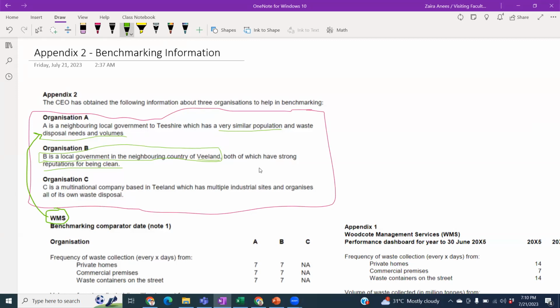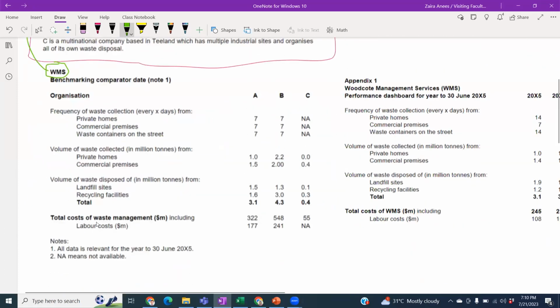So if VLAND is not as populated as WMS is, their waste collection will probably be low. And if they are highly populated, then waste generation will be higher. So in that sense, WMS and B are less comparable, and they have a strong reputation for being clean. So probably they are spending more, and that's probably the reason why this total cost is given here.